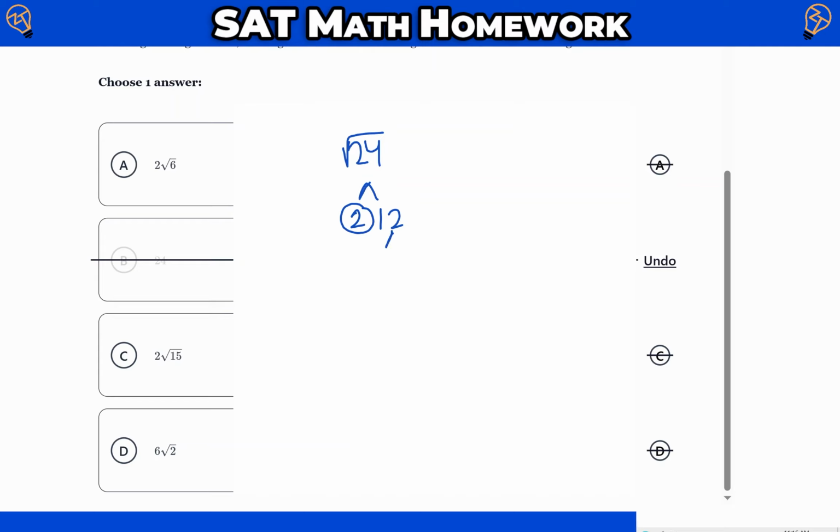Now 12 is composite, so we're going to break it down. Again, you have a couple options. I'm going to go with this. 2 is prime. We'll break down 6. And now we officially got it to where all we have are prime factors. Notice if you multiply these 4 circled numbers, you will get 24.